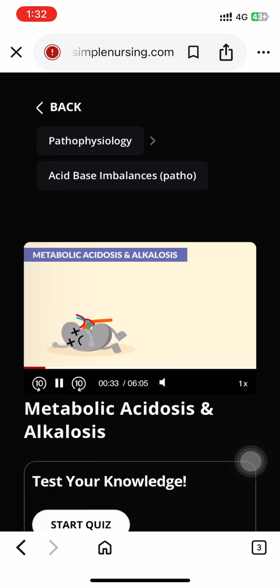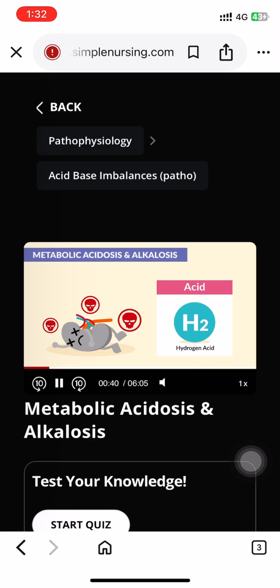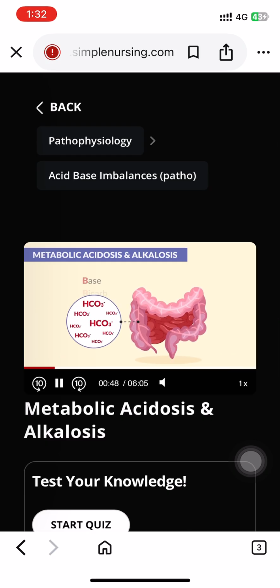Now, what about renal failure? We have broken kidneys, right? So can the kidneys excrete those hydrogen ions via the urine? Well, no. So acid is retained, putting the body into acidosis. And lastly, we know that the intestines hold more base, right?